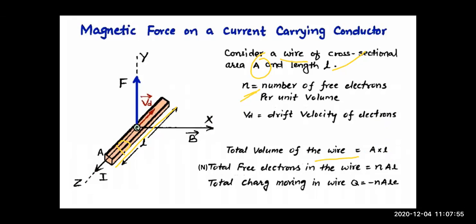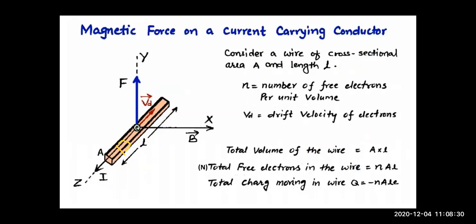So for unit volume, means for volume 1 meter cube, the number of free electrons are n. Then for volume A into L, what would be the number of free electrons? Simple maths, cross multiplication, that is nAL. So children, nAL are the total free electrons in the wire of volume A into L, right, children? So that is the total number of free electrons.